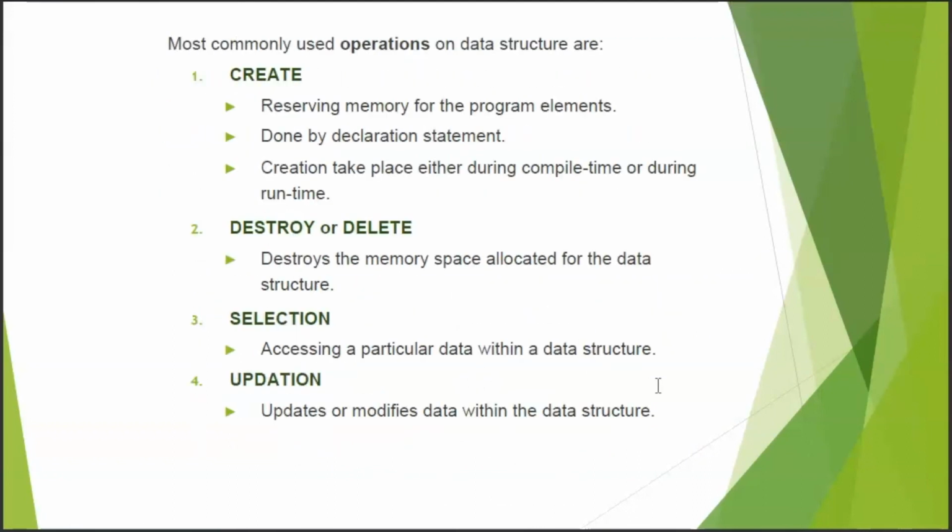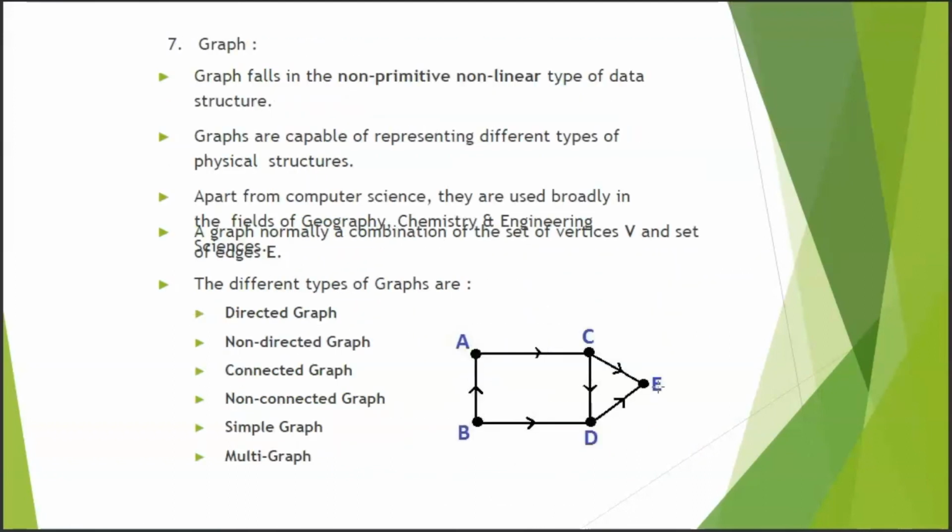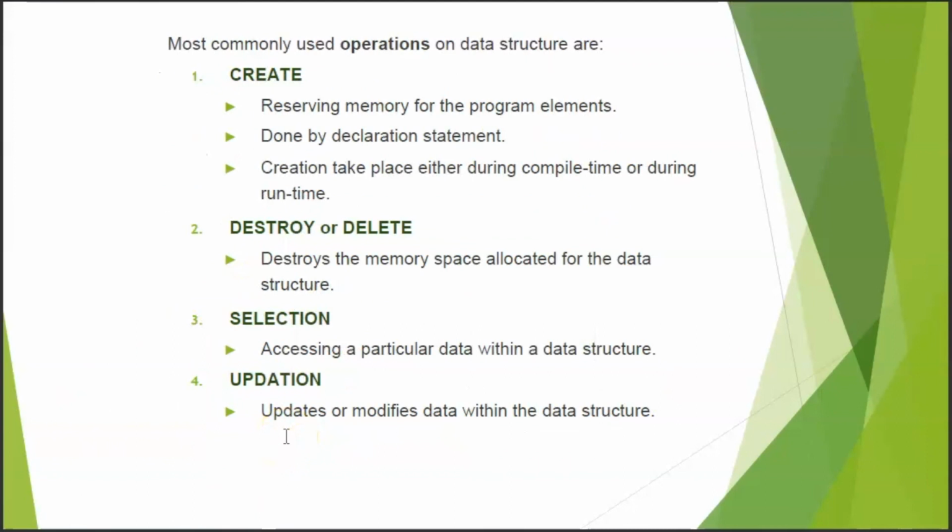Then graph. What is meant by a graph? It falls under the non-primitive, non-linear type of data structure. There are different types of graphs: directed graph, non-directed graph, connected graph, non-connected graph, simple graph, and multigraph. These are the main types of graphs. And the main operations of data structures are create, destroy or delete, selection, and update.